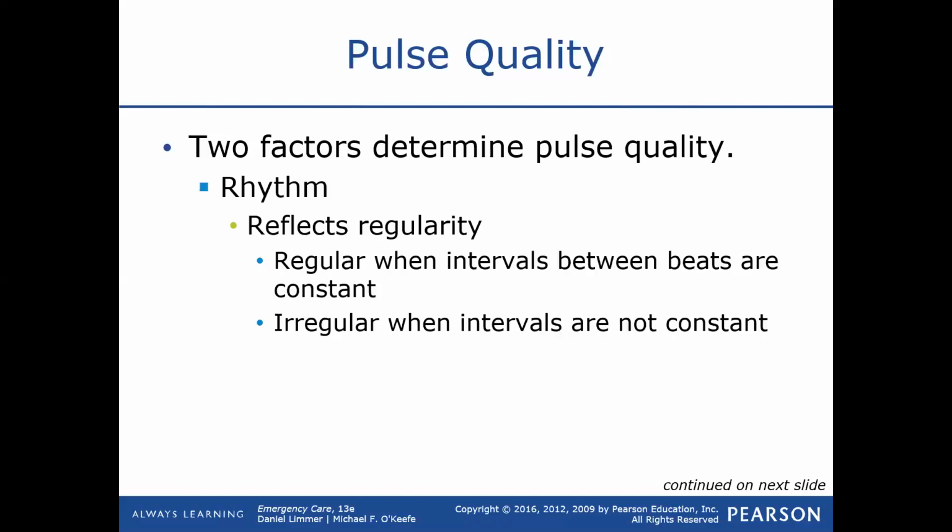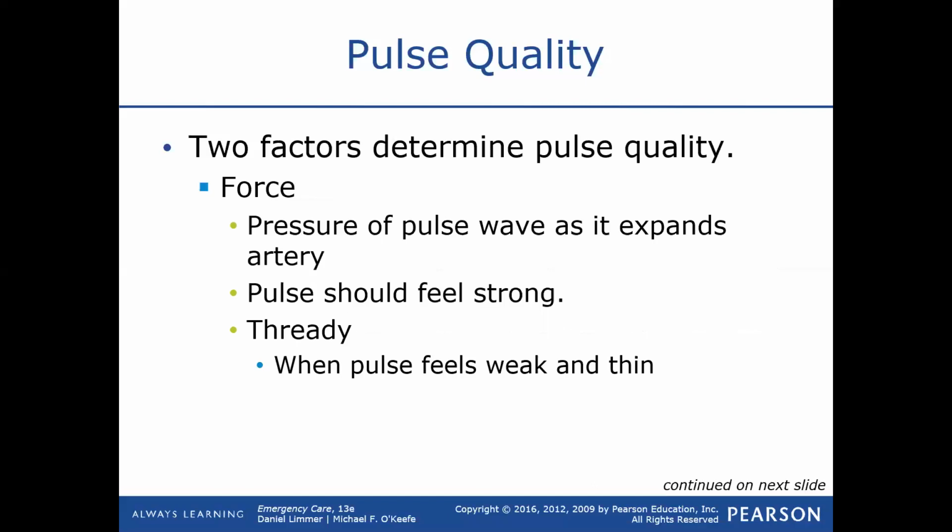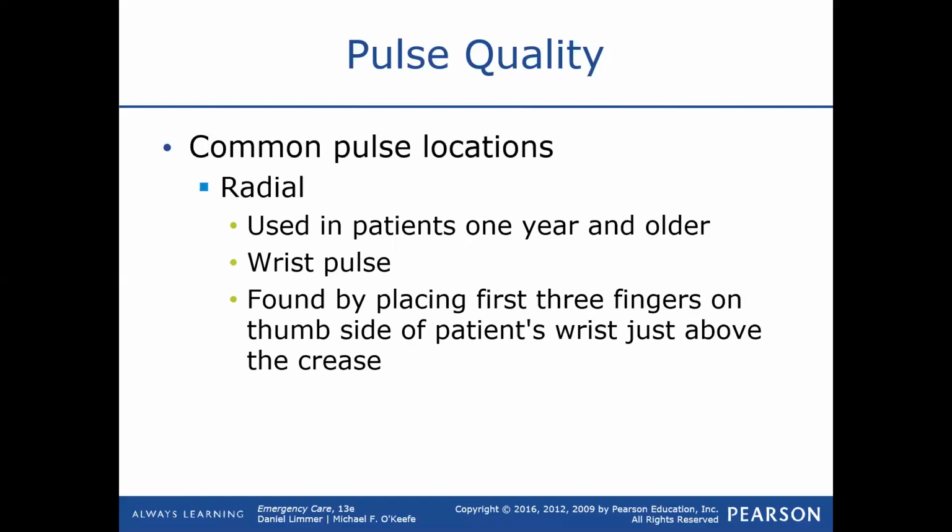Okay. So our 2 factors that determine the quality, we already talked about rhythm. So is it regular, is it irregular? But we're also feeling for a force, which is the pressure of the pulse wave as it expands the artery. Pulse should feel strong. It should feel constant. A normal rhythm, I should say. When it's weak, that's something to note. They might have a normal heart rate, but it's weak. And that is an indicator we might have some cardiac issues going on. Okay, common pulse locations. We talked about the radial pulse already.